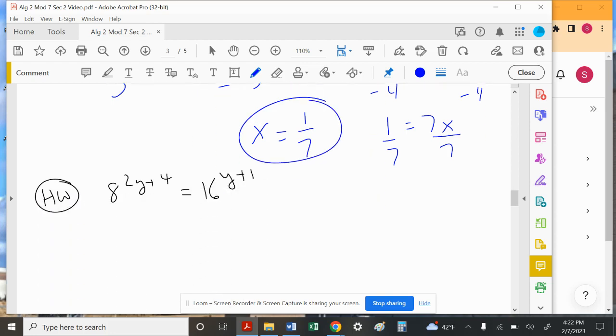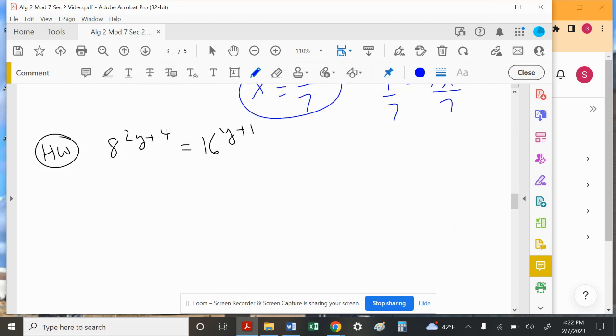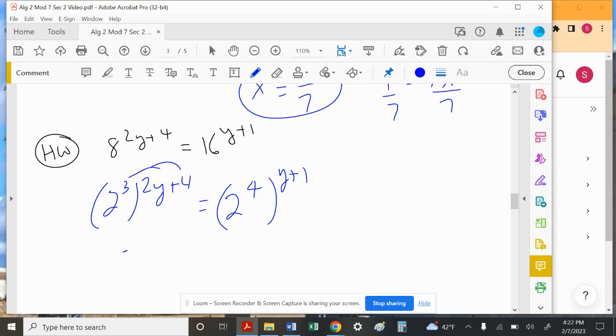Okay, and I guess I have one more because I didn't realize that. So we're going to go ahead and do this one since they've been pretty quick. We'll just finish this one up. So that is 2 to the 3rd to the 2y plus 4. This is 2 to the 4th to the y plus 1. We're going to do our distribution. So we have 2 to the 6y plus 12 equals 2 to the 4y plus 4. We're going to set our powers equal to each other.